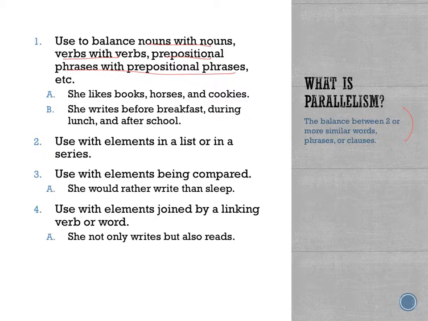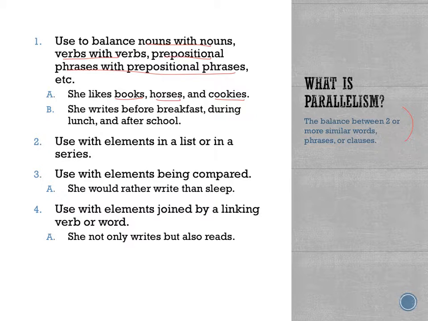The key here is that whatever grammatical form you are using in a list, you use throughout the entire list, or comparison, as the case may be. As an example, she likes books, horses, and cookies. Notice that each one of these items in the list is a single plural noun. We're not adding any words to describe them. We're being clear and concise and using just nouns.